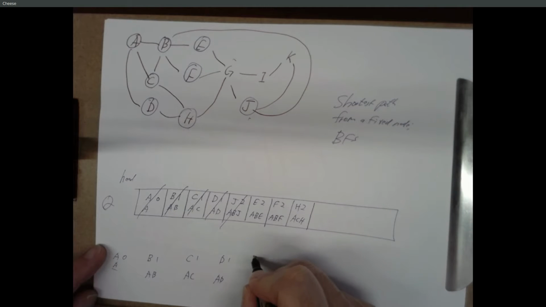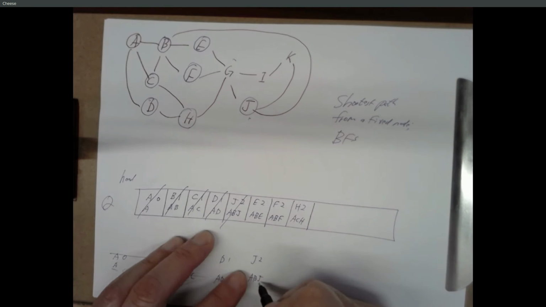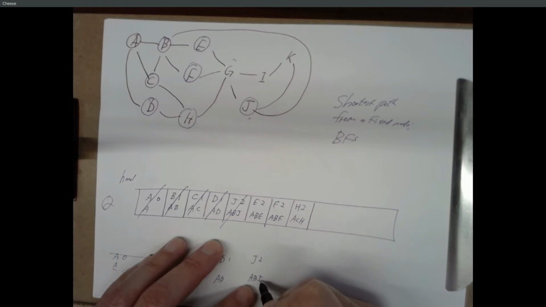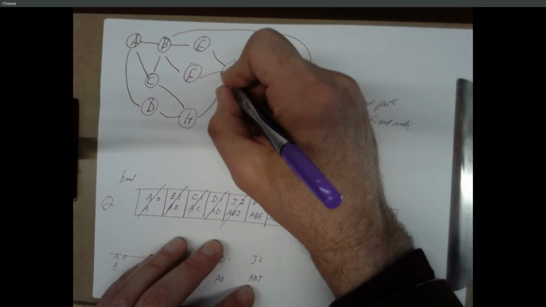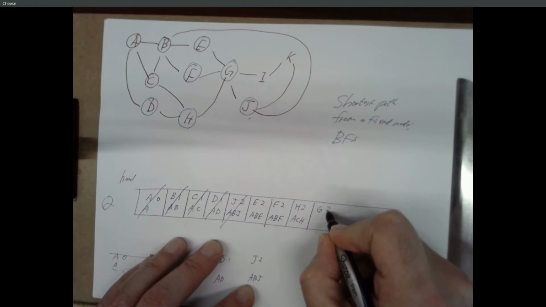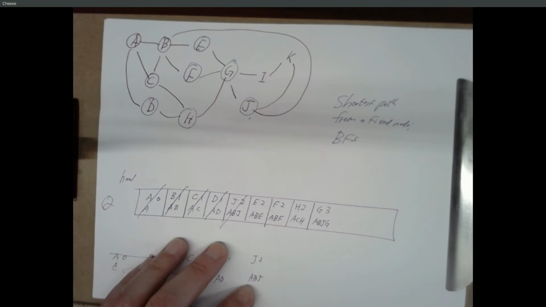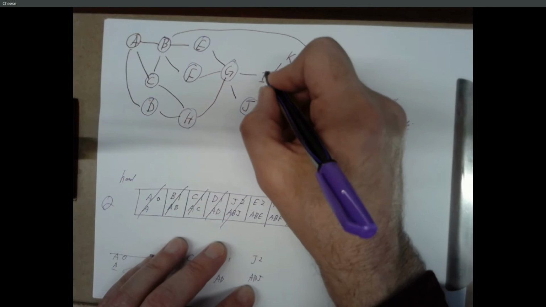So now we go ahead and remove J. These are temporaries. Remove J, ABJ, and add its children. So children of J, well, there's a child, G. So G, distance 2 plus 1 is 3. ABJG. And G has a child, I.